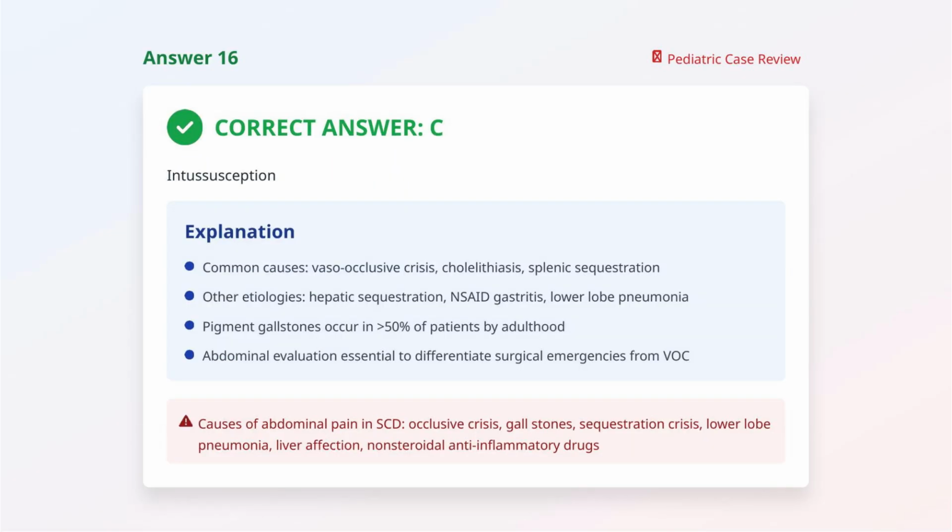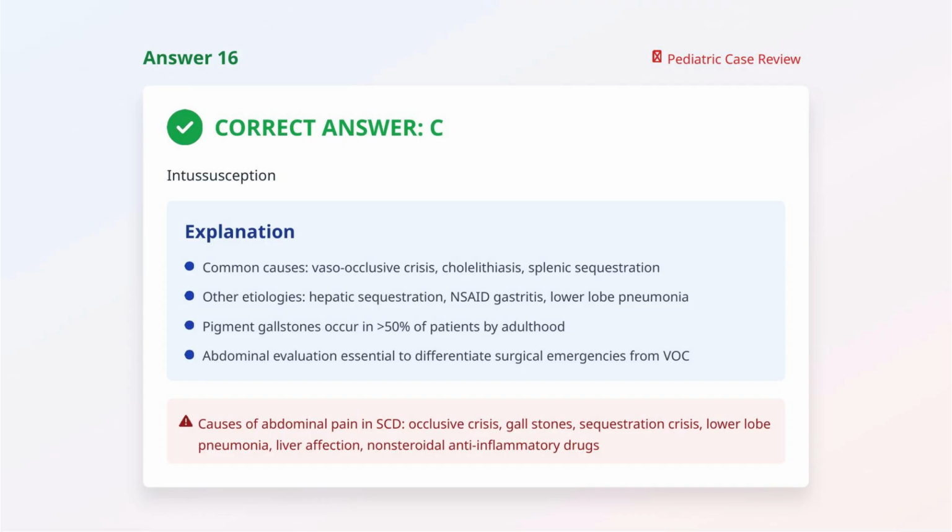The correct answer is C. Intussusception is not a common cause of abdominal pain in patients with sickle cell disease. Common causes include vaso-occlusive crisis, cholelithiasis, and splenic sequestration. Other etiologies include hepatic sequestration, nonsteroidal anti-inflammatory drug gastritis, and lower lobe pneumonia that can present with abdominal pain.